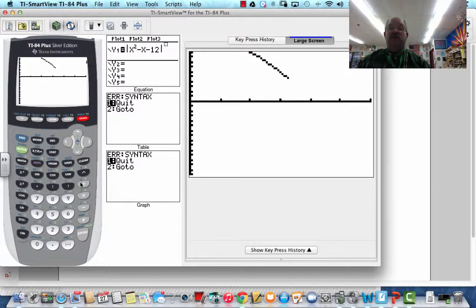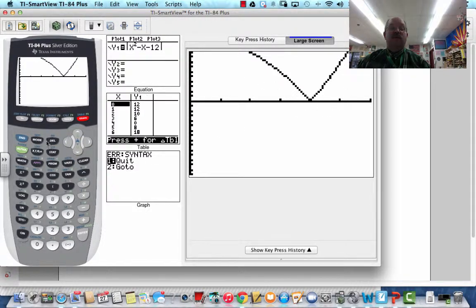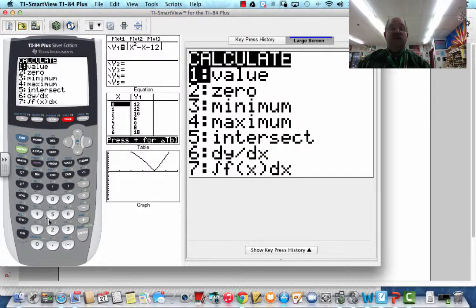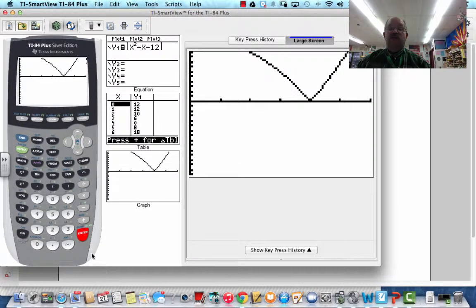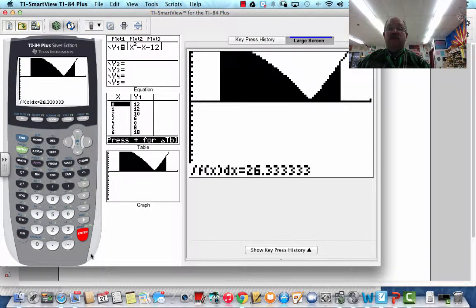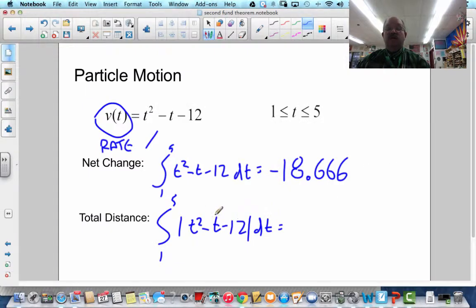All right. So when I graph this, everything stays above the x-axis. Where this used to be underneath, that's above. So I do the second calc trick, and I go down to number 7 again, and I still do my lower limit as 1 and my upper limit as 5. I get a number, 26.333, which tells me that that's how far the particle actually traveled. This is the total distance versus the net change.